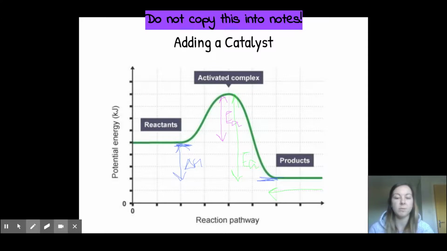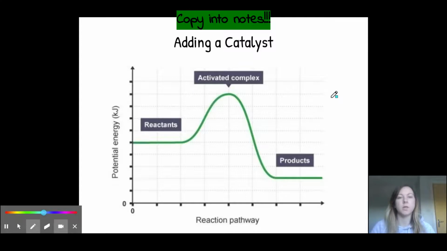And you do have to be aware of where these values are on the graph, and also when the graphs have numbers, be able to use those numbers to give a value for the activation energy for the forward reaction, the activation energy for the reverse reaction, and of course your enthalpy change. Now notice it doesn't matter which way the reaction is going, the change in enthalpy will always be this distance here.